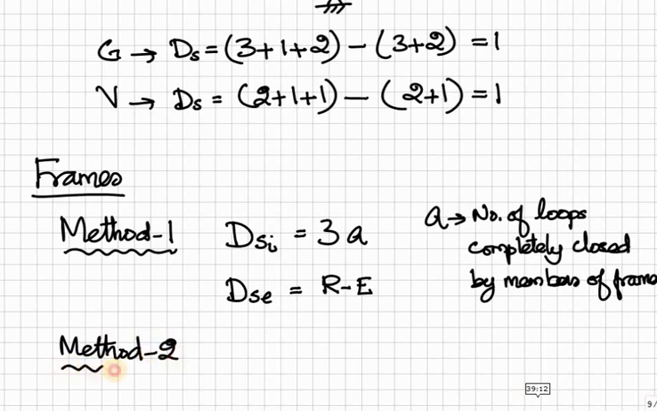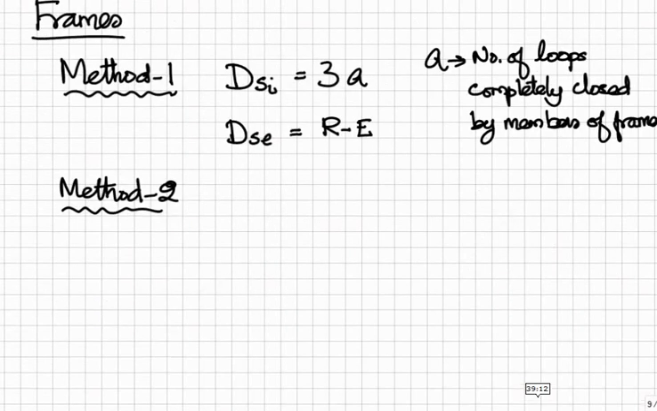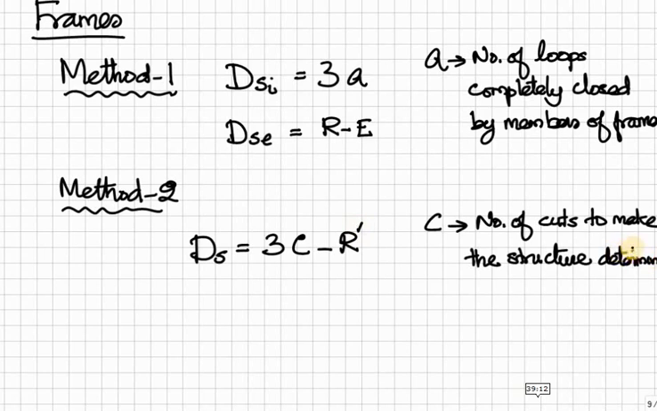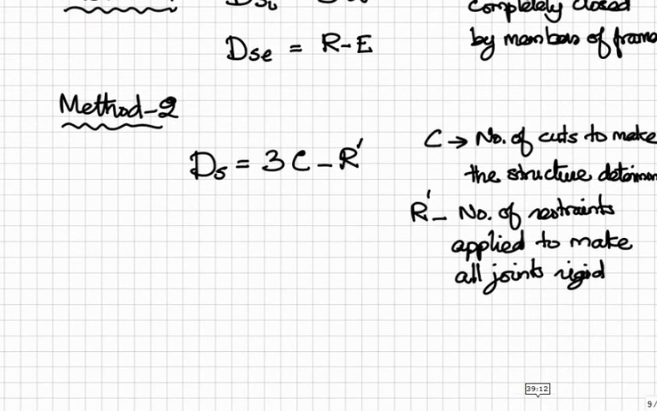Now in method 2, the total statical indeterminacy is equal to 3 times C minus capital R dash. Where... now we will see some examples to learn to apply these methods.